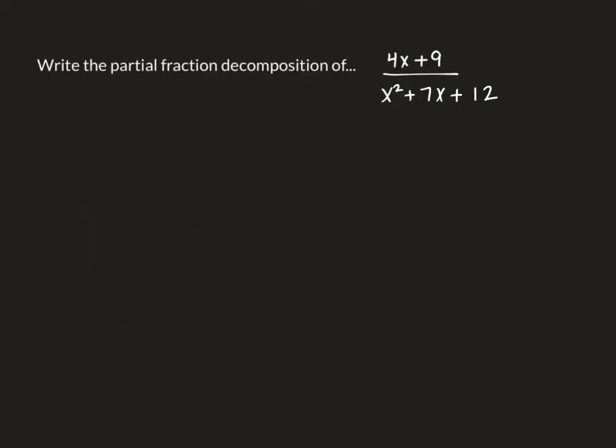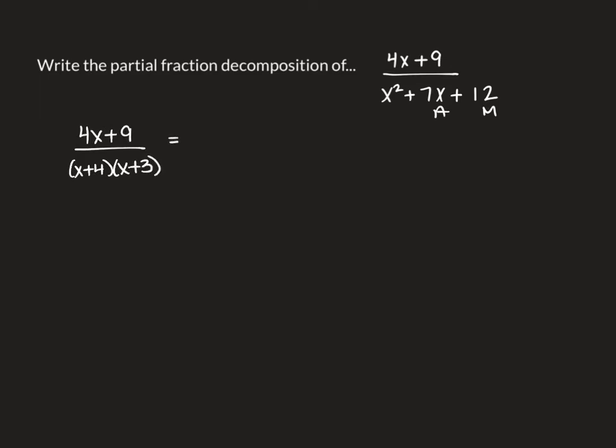All right, so this one says, write the partial fraction decomposition of this fraction. So this fraction should look familiar to you. It's the do now that we just did in this video. So now I want to go backwards. I want to get the two fractions that added together that gave me this. We know that 4x plus 9 over, now I'm going to factor this, add, multiply. So the numbers that add to 7 that multiply to 12 are positive 4 and positive 3.